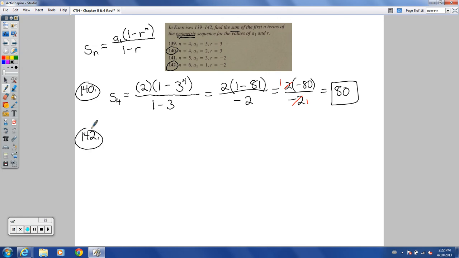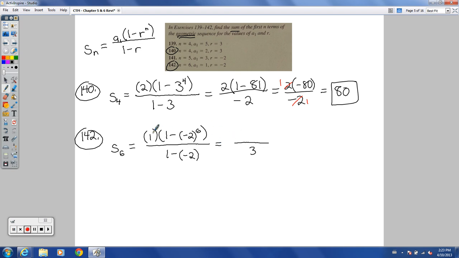142, this one, we've got n equals 6, a1 is 1, r is negative 2. So I'm just going to plug in 6 for n. a1 is 1, so that's what goes in right here to start. 1 minus, and this will be negative 2 now to the 6th power. Notice I use parentheses there. I've got to plug in negatives, especially using parentheses. And this will be 1 minus, and then on the bottom we've got the ratio. So 1 minus a negative 2. Notice that's going to change it to a positive 2, 1 plus 2 on the bottom, which would be 3.